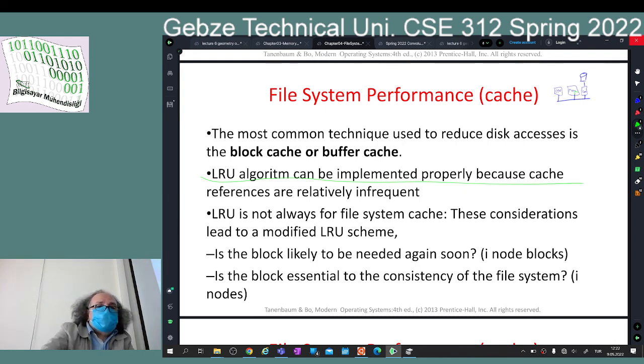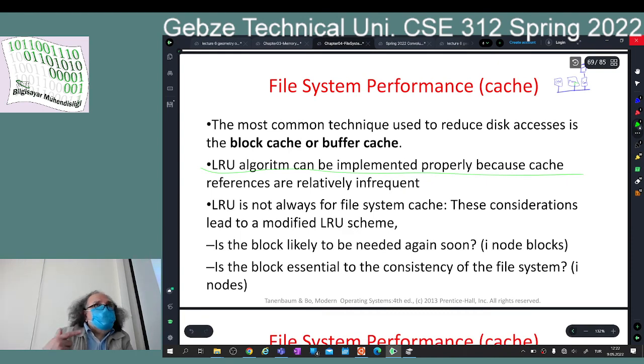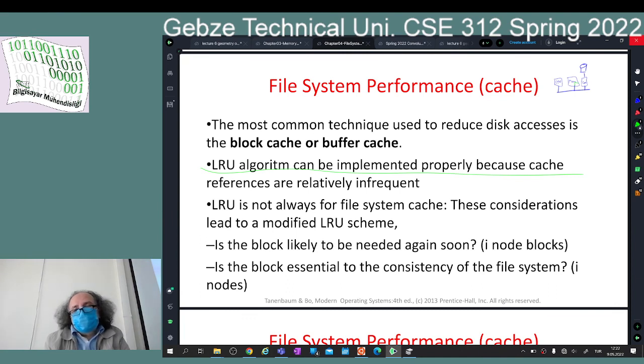The other one is this. Sometimes if a block is very critical, don't keep it in the cache. Whenever it is modified, always write it back. So don't keep it in the cache. Whenever it is modified, always write it back. And this might be another exception case.